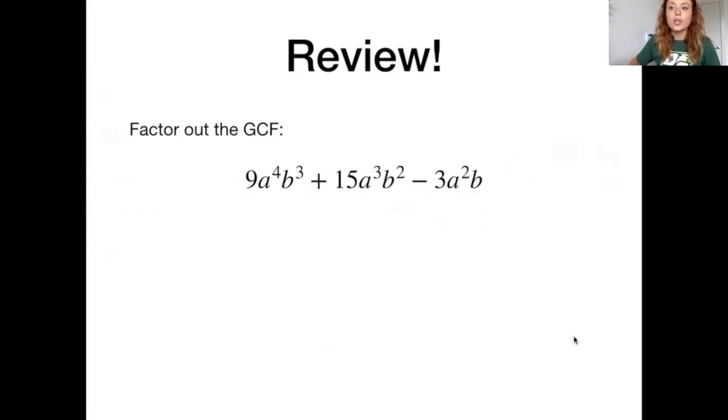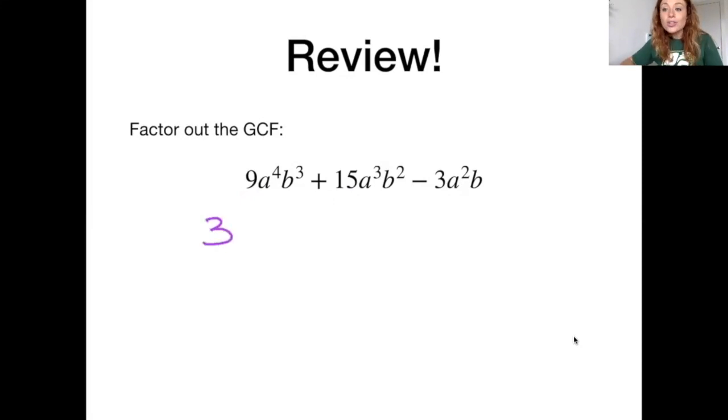So first we're going to look at the coefficient, the number in front. So 9, 15, and 3. So those have a GCF, and their greatest common factor would be 3. So 3 goes into 9 3 times, it goes into 15 5 times, and it goes into 3 once. So that's why that's the GCF. So we have a GCF of 3.